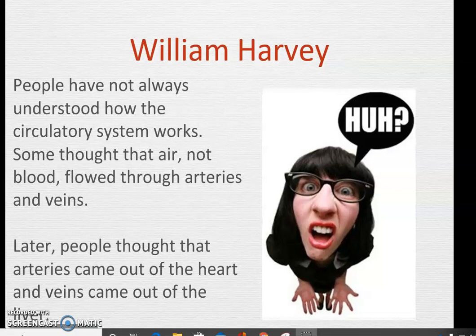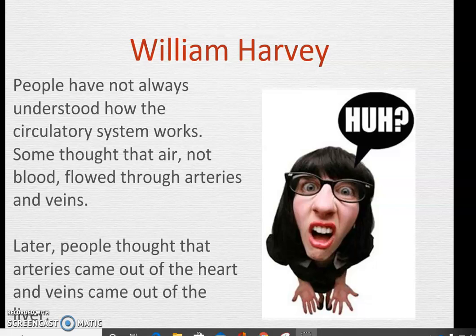All right, so people have not always understood how the circulatory system works. Some thought, now get this, some thought that air, not blood, is what flowed through arteries and veins. Now this was obviously a long time ago when they didn't have medical technology to show, hey, guess what? There's blood and other things flowing through your body.